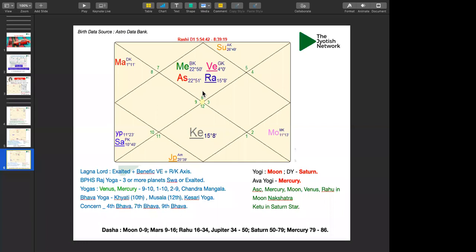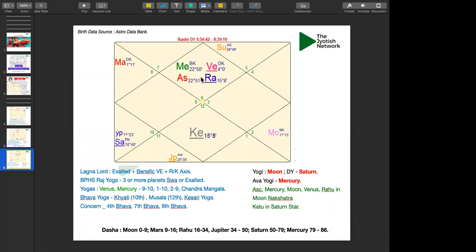Lagna Lord in the Lagna, exalted. We've got 5 planets, Swa or exalted, in a chart. And in BPHS, in miscellaneous Raj Yogas, it says 3 or more planets Swa or exalted is a Raj Yoga by itself. Yeah, because what it is indicating is strength. Strong planets in a chart will give their results strongly. And if they are in dignity, the results tend to be a little more benign. So that's one thing that stands out. Mercury and Venus form, of course, a couple of the 9-10 and then the 1-9 and 1-10.